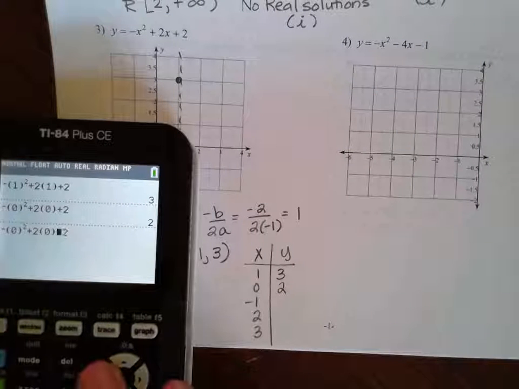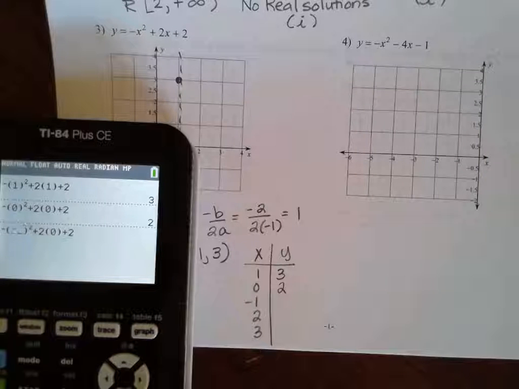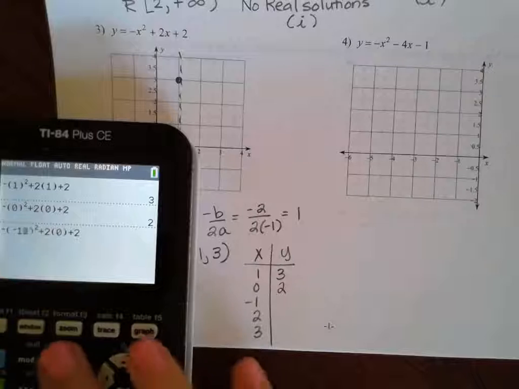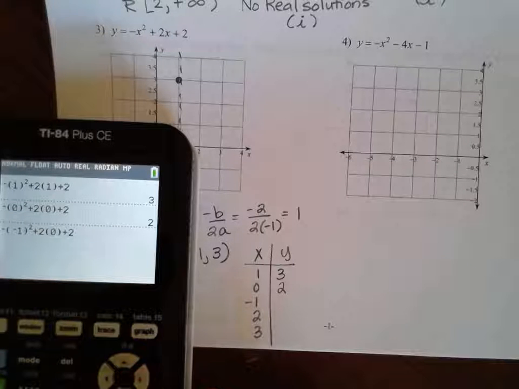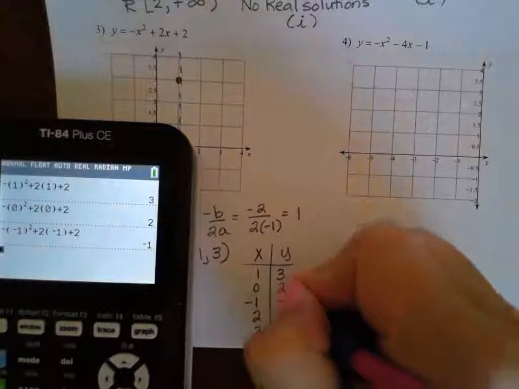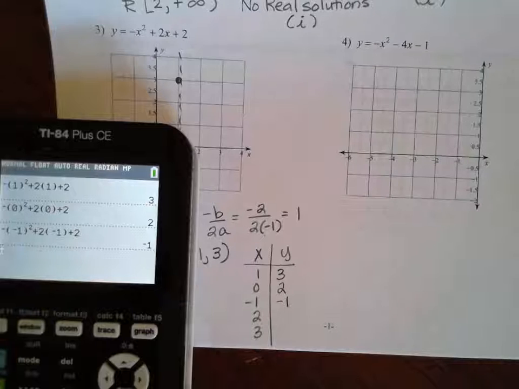Second, enter. Put a negative 1 in. Notice my negative 1 goes in the parentheses, so that's going to get squared first. Then put a negative inside. And this will be negative 1. There you go. Negative 1.